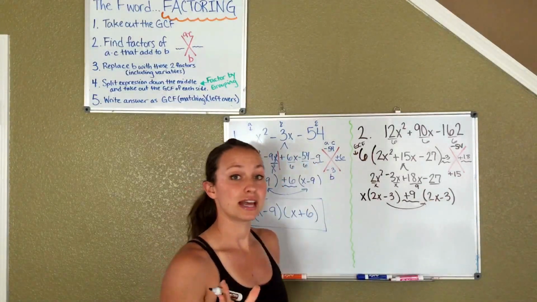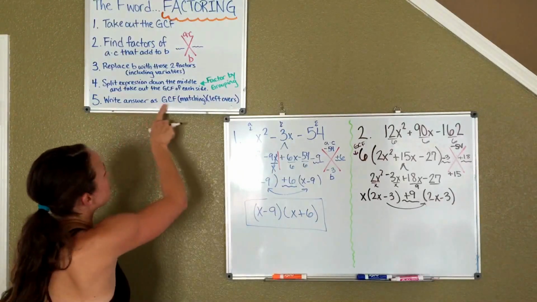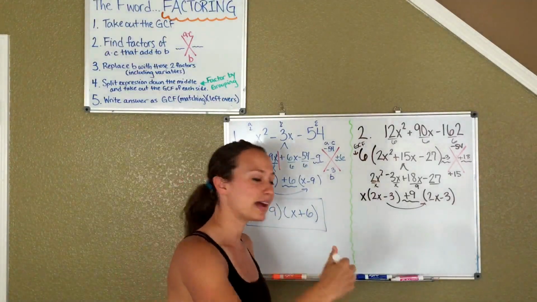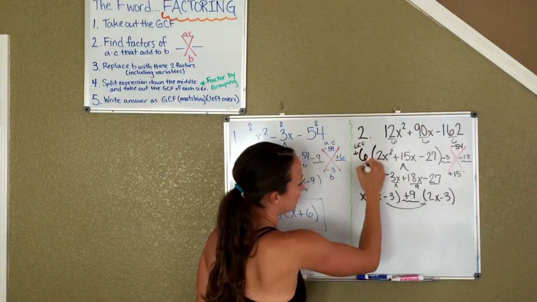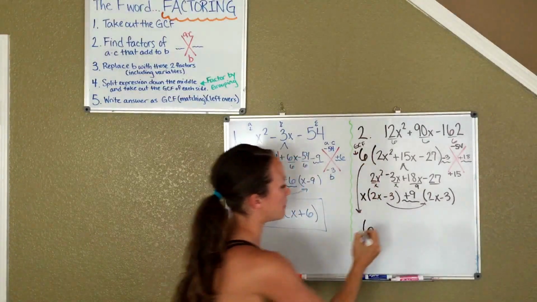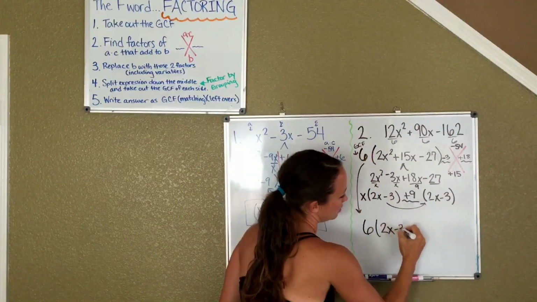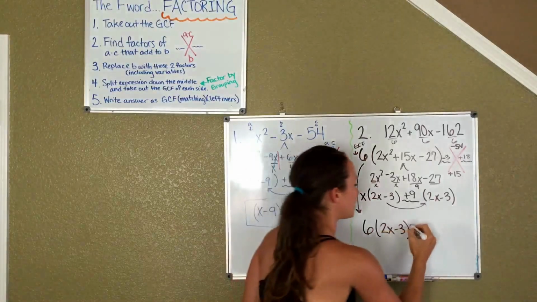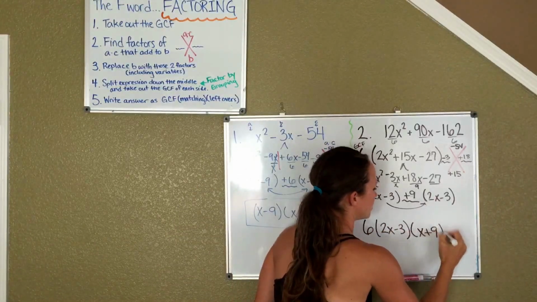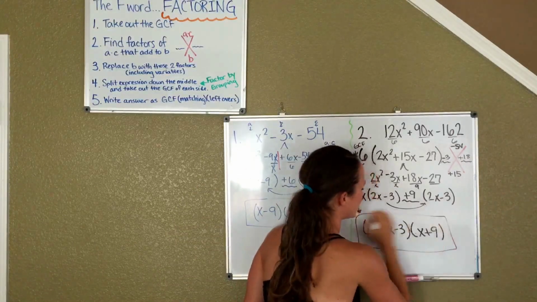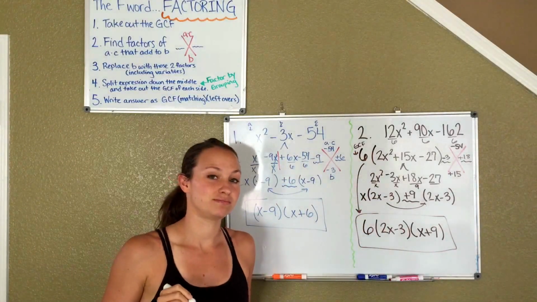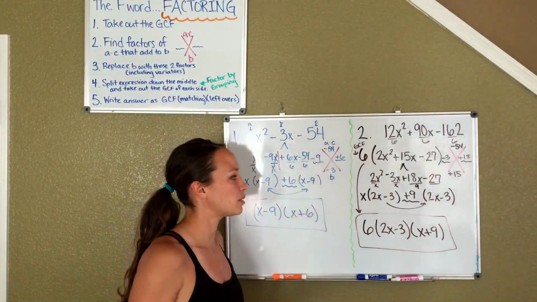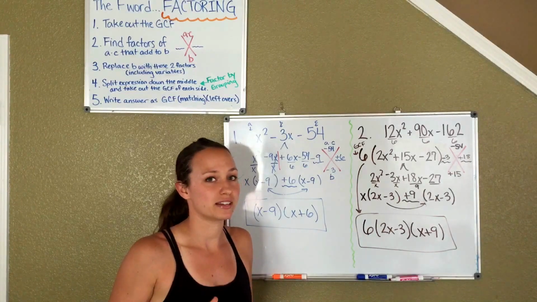All right, final step, writing our final answer. Write the answer as the GCF. Hey, that 6 comes back to us now. Bring him down. I'm going to write my matching parentheses, and then finally my leftovers. Put him in a nice little box to draw my attention to him, and you're done. You've taken a very difficult problem, and with these steps, you've made it look really easy. Good luck.